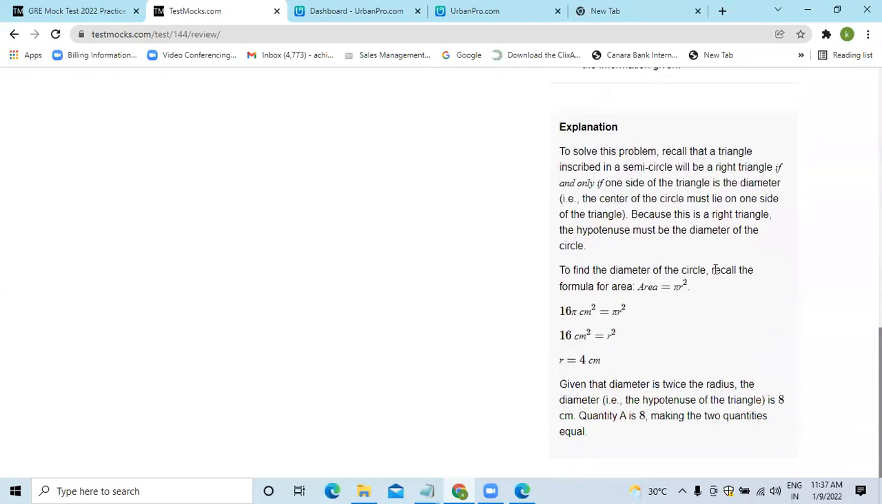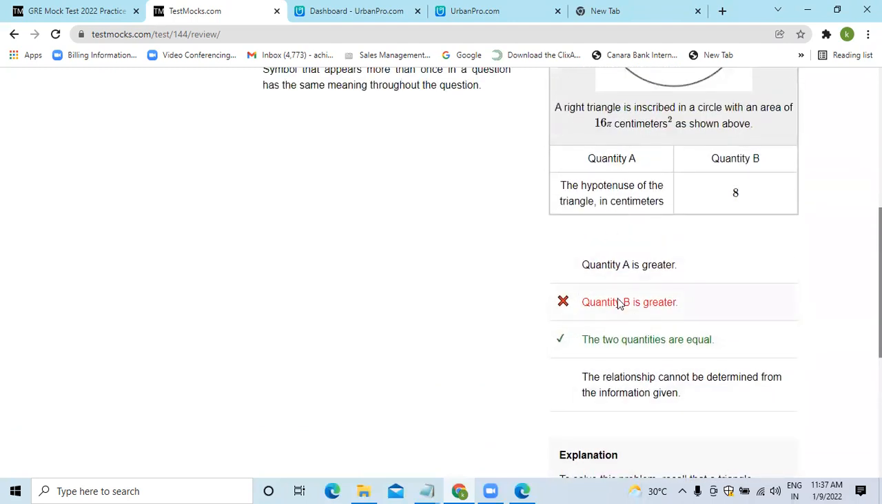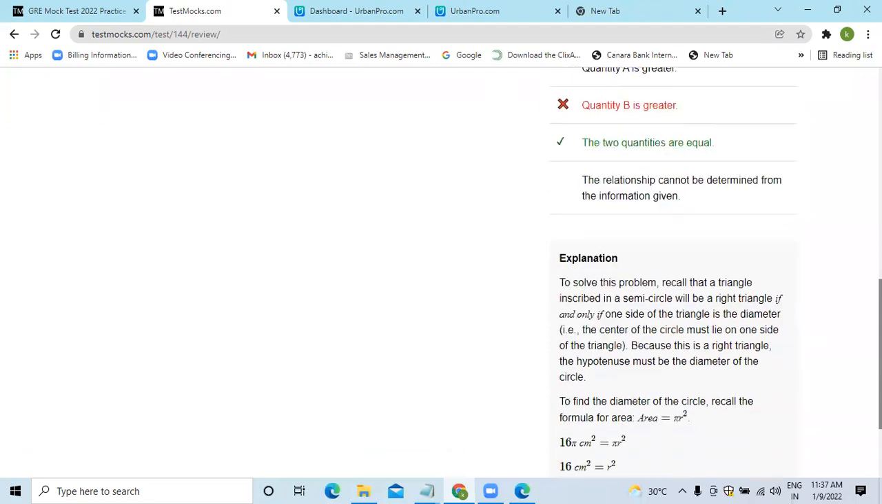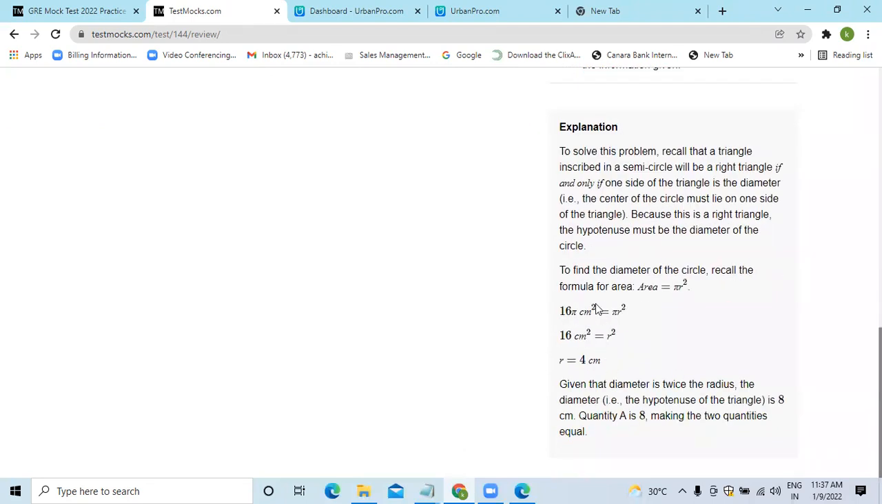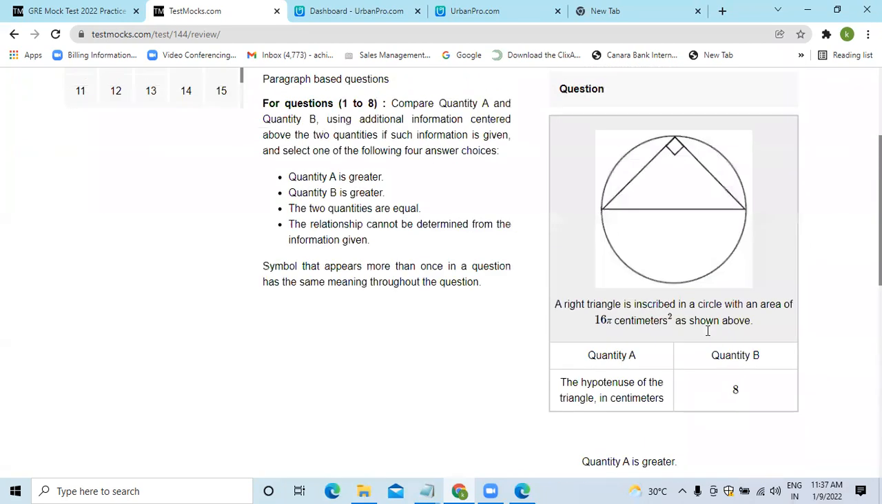Now to find the diameter of the circle, recall the formula: area is equal to pi r squared. He gives us the area, 16 pi centimeters squared, so he's using that relationship immediately: 16 pi is equal to pi r squared. Therefore, r squared is equal to 16 and r is equal to 4. The diameter is twice the radius, so it is 8. So the hypotenuse of the triangle is 8, making the two quantities equal.